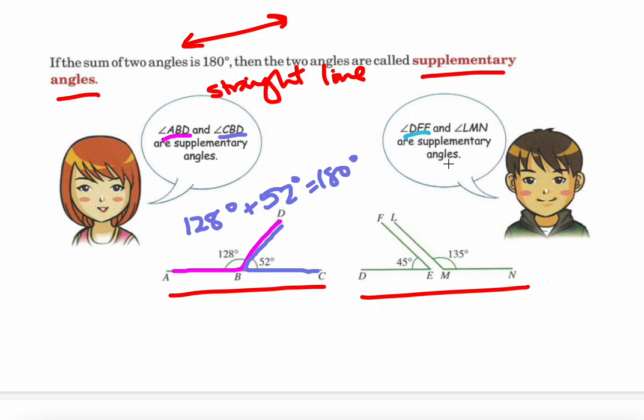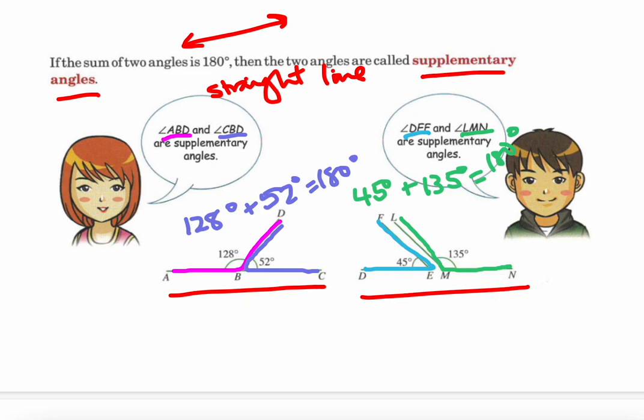We have angle DEF, DEF in this kind of light blue color. And then we have angle LMN in this green. They are supplementary because one is 45 degrees, the other is 135 degrees. They add up to 180 degrees. So they are called supplementary angles. When you put them side by side, they make a straight line.